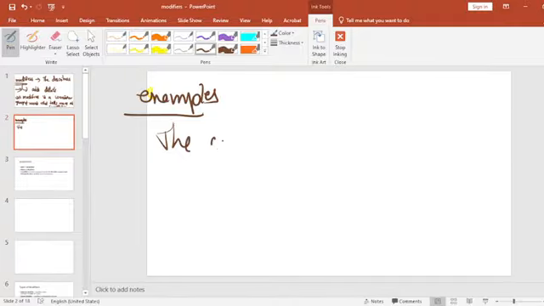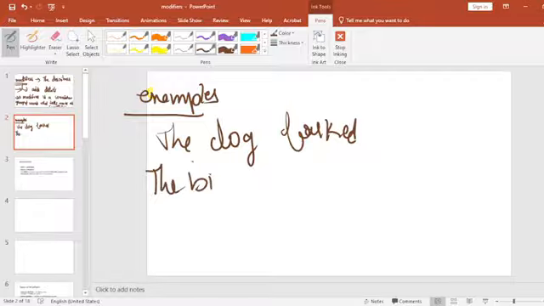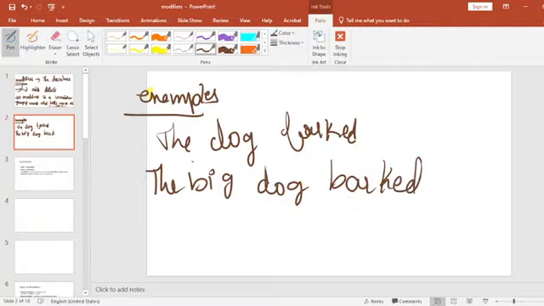The dog bark. So this is something very plain. The dog bark. Nothing else, right? It seems very boring also, don't you think? So we need to add some spice to the sentence. So now what we'll do is I'll write, the big dog barked loudly. So I'm giving more details.